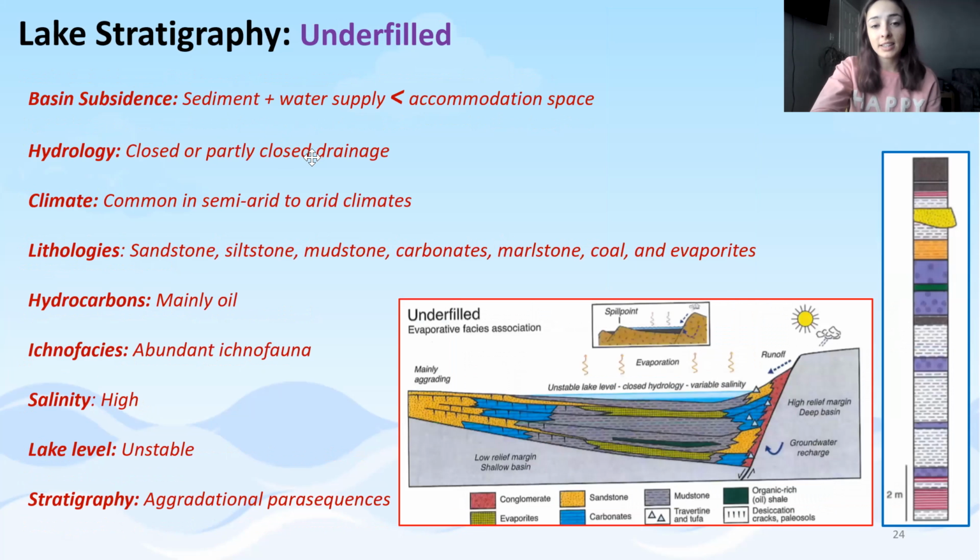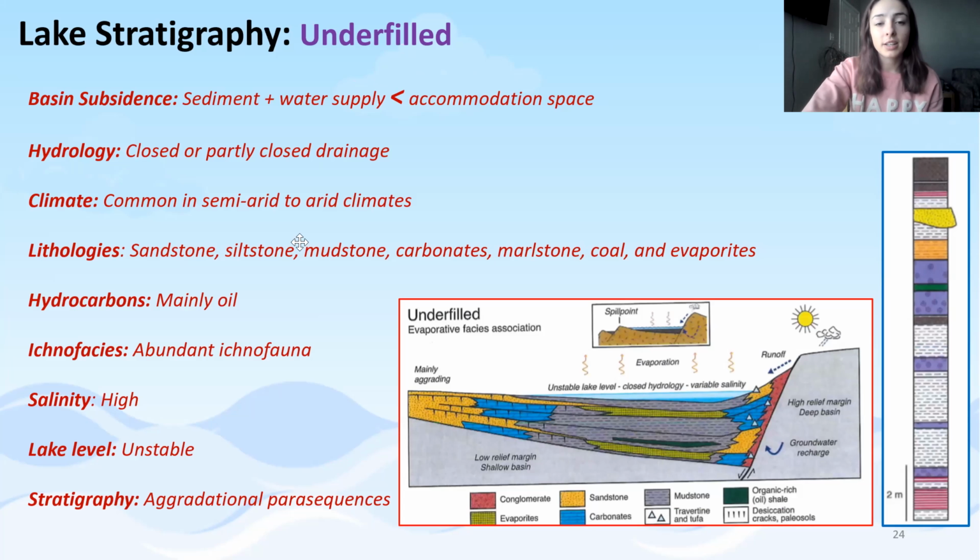Lastly, we'll discuss underfilled lakes. Underfilled lakes, like the saline perennial lakes we talked about, are lakes where sediment and water supply are less than that of the accommodation space or basin area. The hydrology in this case is closed or partially closed to drainage, and this is typical in semi-arid to arid climates. The lithology seen in these types of lake deposits includes sandstone, siltstone, mudstone, carbonates, marlstone, coal, and evaporites.